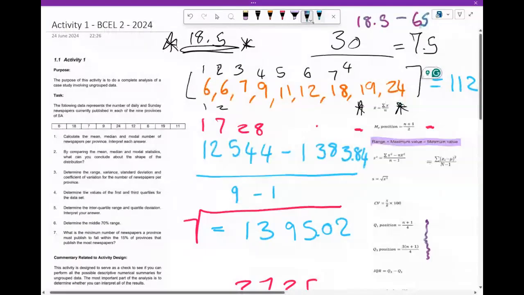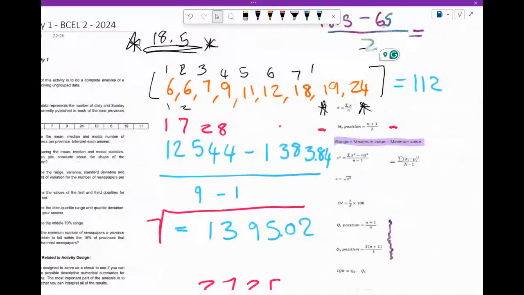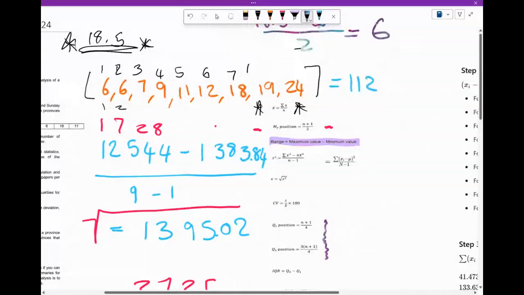We have to say what? Divided by? Divided by 2. Which gives us what? Which gives us 6. And then what does this tell us? The 50% is 6. Okay.